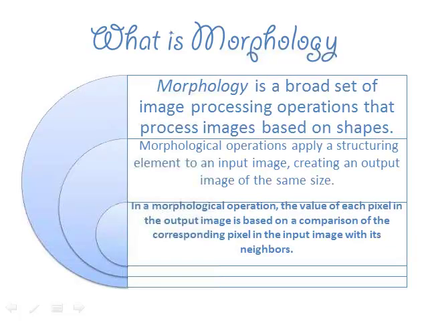What is morphology? Morphology is a broad set of image processing operations that process images based on shapes. Morphological operations apply a structuring element to an input image, creating an output image of the same size. In a morphological operation, the value of each pixel in the output image is based on a comparison of the corresponding pixel in the input image with its neighbors.